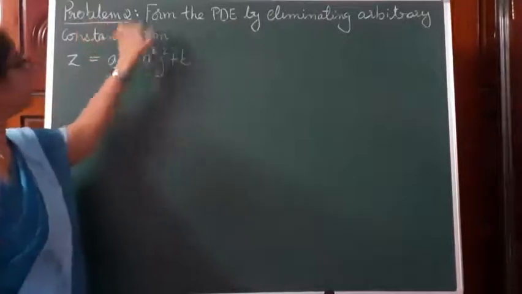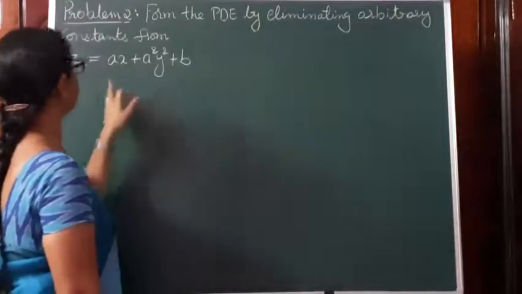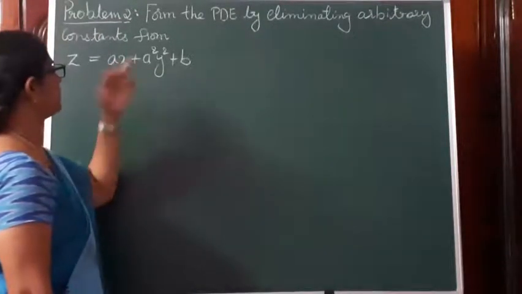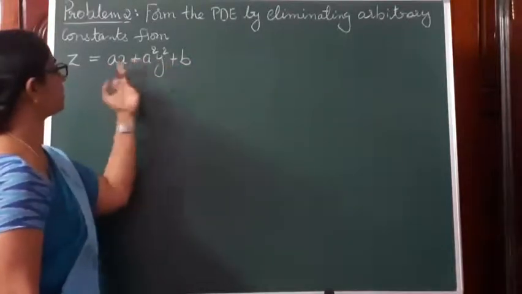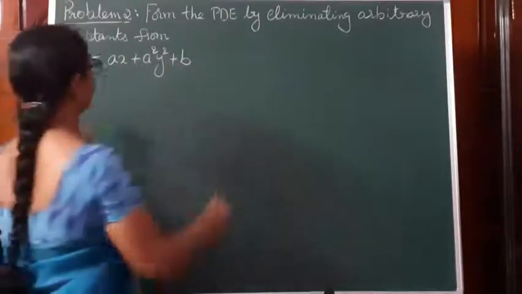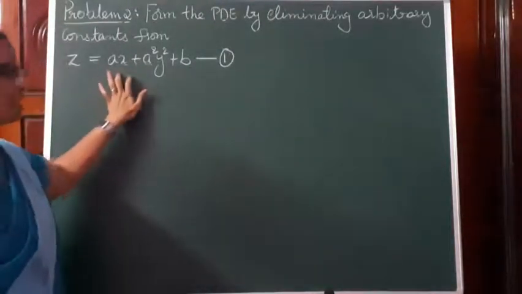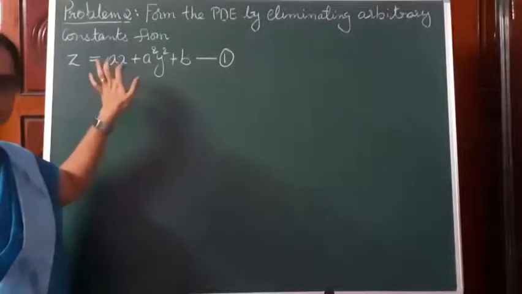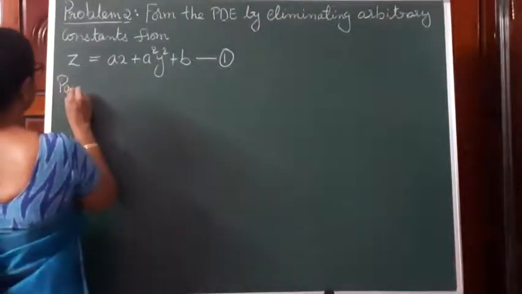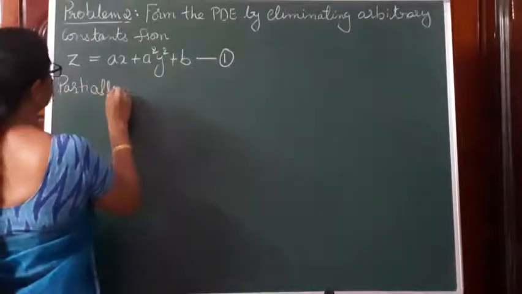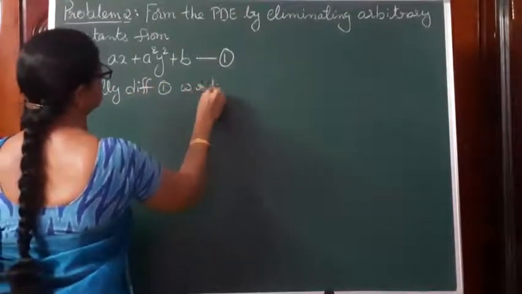Now the next problem is: form the partial differential equation by eliminating arbitrary constants a and b from the equation z is equal to ax plus a square y square plus b. Here there are two arbitrary constants a and b. So to form a partial differential equation by eliminating them, we first partially differentiate equation 1, that is the given equation, with respect to x, later with respect to y. So first partially differentiating 1 with respect to x.